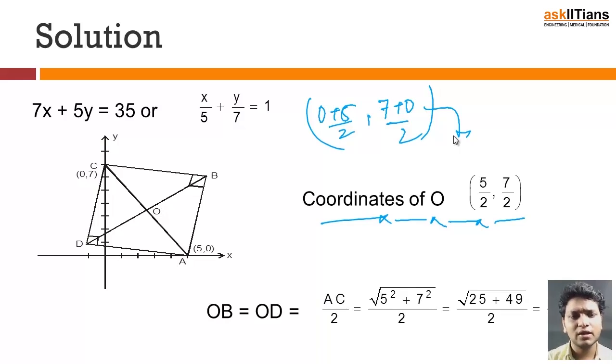After we have found that, we can very easily use the property that diagonals of a square get bisected at the point, and the remaining parts of both the diagonals are equal. So OD will be equal to OB, and that will be equal to half of the other diagonal. The other diagonal is nothing but root of 5 square plus 7 square, that is the length of the other diagonal, and upon 2 will be the part.